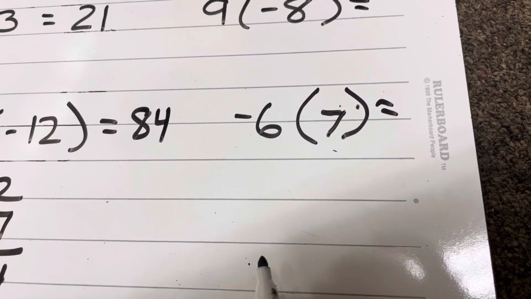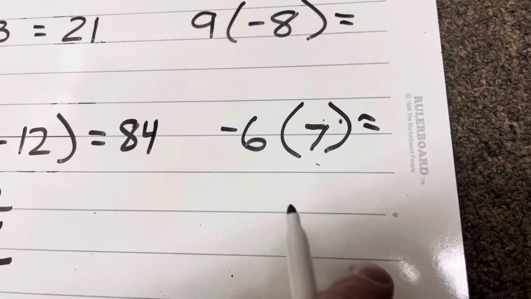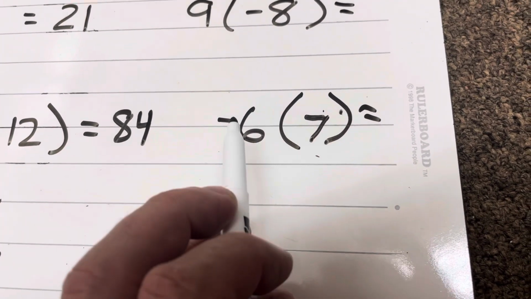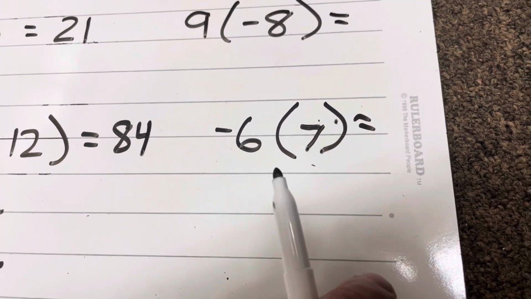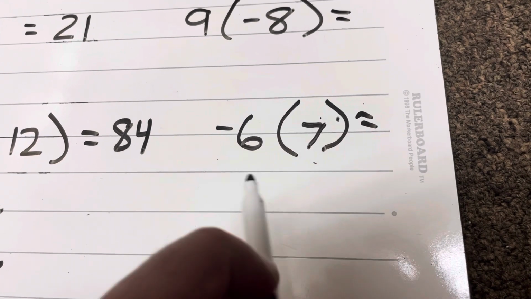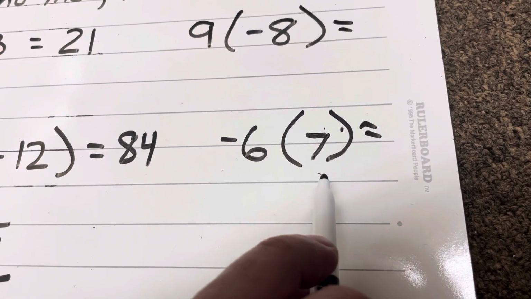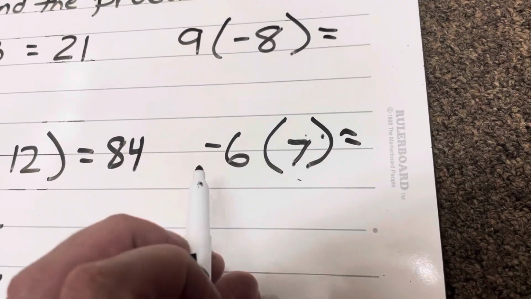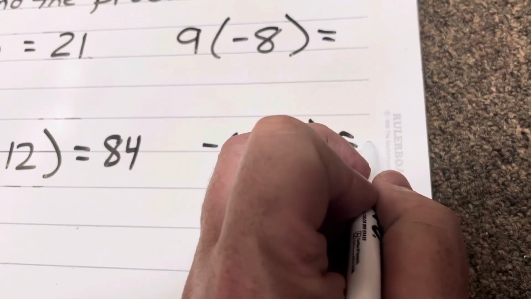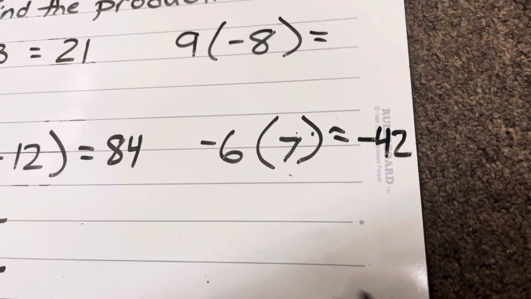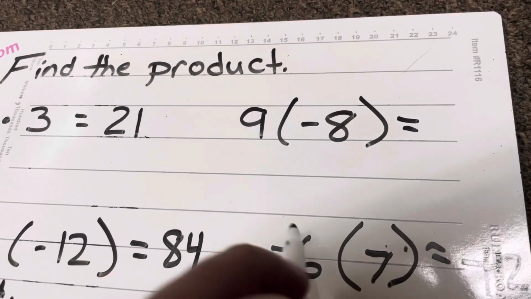Here I have negative 6 times 7. Well, I have a negative number times a positive number. Whenever I have a negative number times a positive number, it's going to be a negative number. I just multiply like normal. 6 times 7, I know that's 42. But since I have a negative 6 and a positive 7, one of the numbers is negative, I get negative 42.